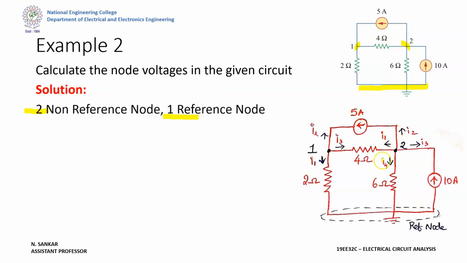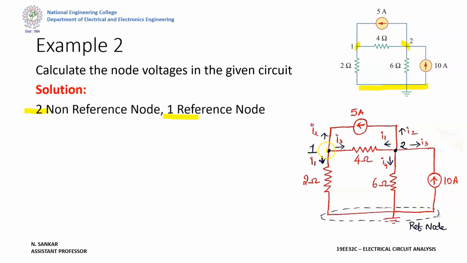I have used the same name for current for node 1 and node 2. If you want, you can change the name. So you can use I1, I2, I3, I4, I5, I6, I7 like that. Just for understanding, I have taken current 1 to current 4 to name the branches.